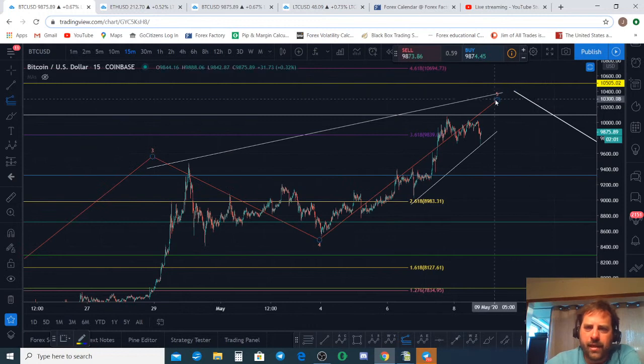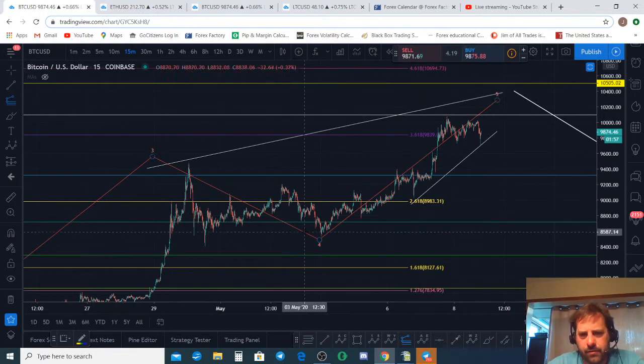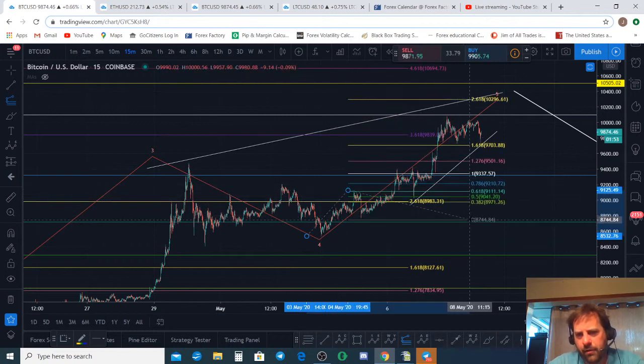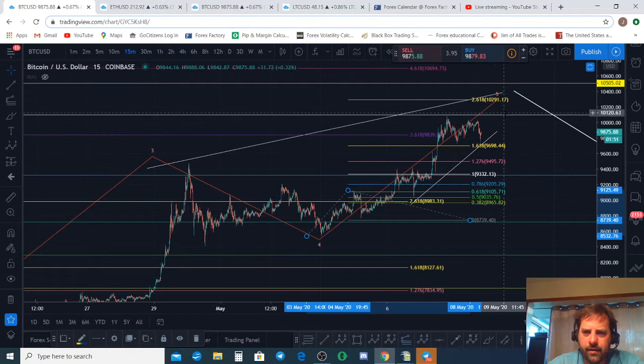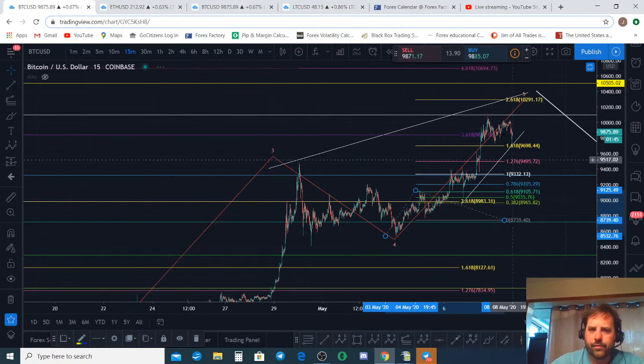I'm going to stick with 10.4, guys. 10.450 is my final top. That's what I think. My final conclusion. I think we're going to hit maybe 10.3 to 10.450 in that range. That's what I got.